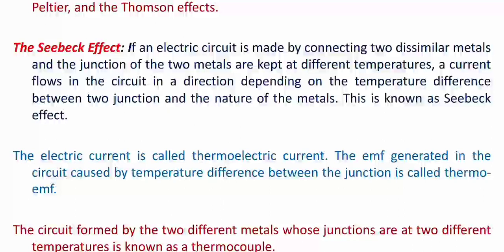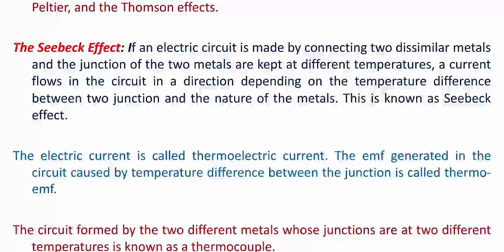It is defined as follows: if an electric circuit is made up by connecting two dissimilar metals, and the junctions of the two metals are kept at different temperatures, a current flows in the circuit in a direction depending upon the temperature difference between the junctions and the nature of the metals. This is known as the Seebeck effect.